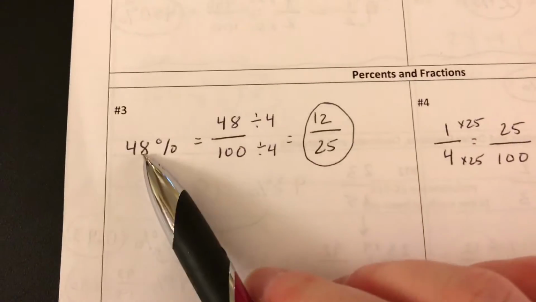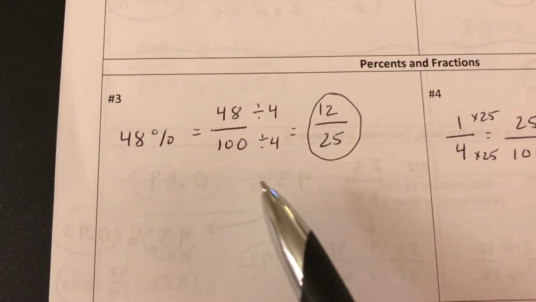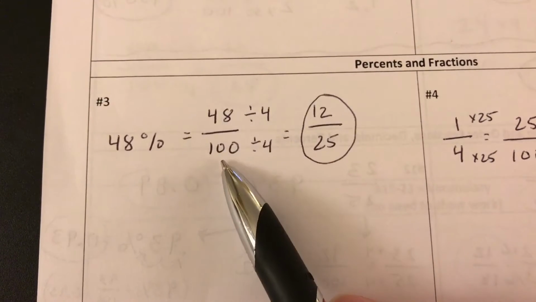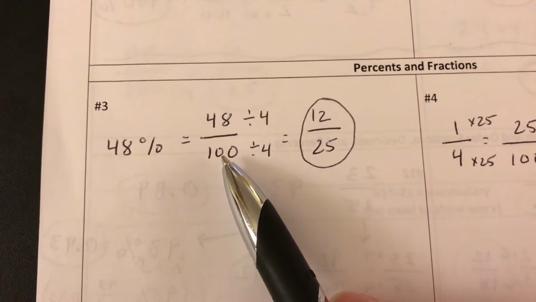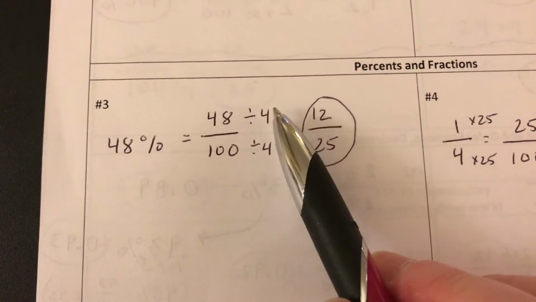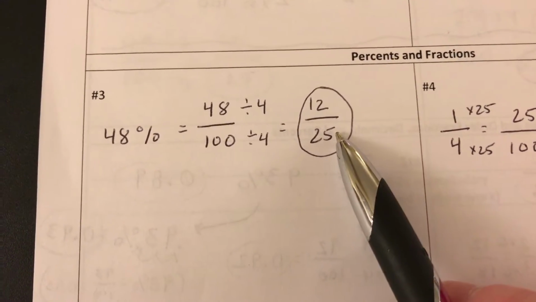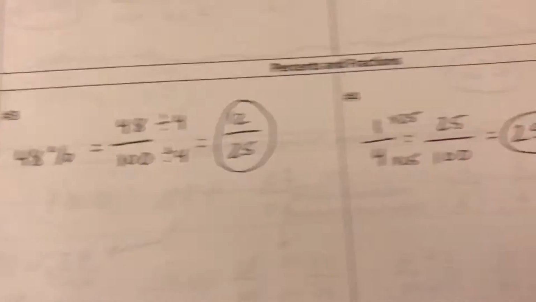Number three, we had 48%. We were trying to write it as a fraction. So 48% is 48 hundredths. Now I can simplify that. So I simplified it by dividing the numerator and denominator by 4. So my simplified fraction is 12/25.